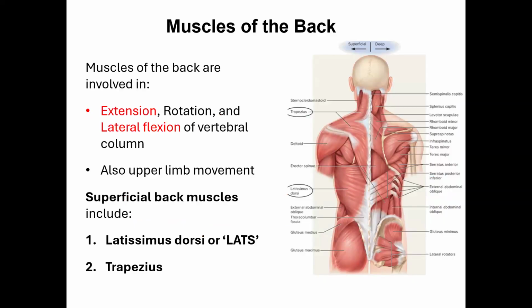Let's go into the muscles of the back. So the muscles of the back, again, are causing... If the muscles in the front are causing flexion, the muscles of the back cause extension. But there's some rotation. There's also some lateral flexion, all these happening. Okay, so these are the muscles of the back.